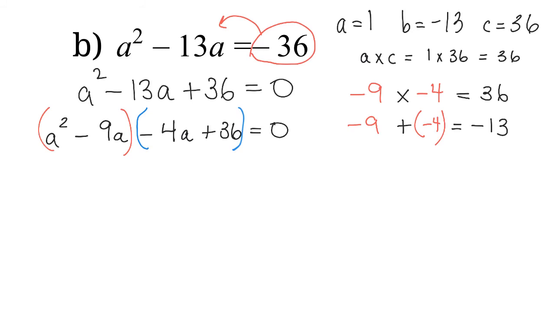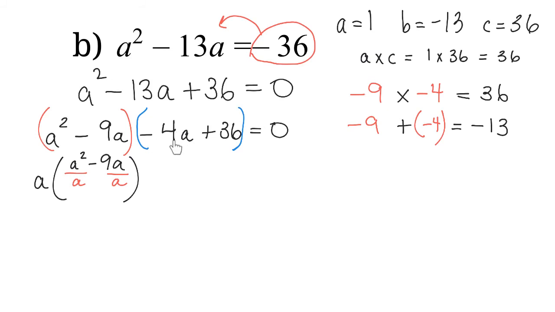So our next step is to common factor each bracket. So I'm going to start with the first one. Between a squared and 9a, our common factor is a. So I'm going to recopy a squared minus 9a, and then each of these terms is going to get divided out by a.